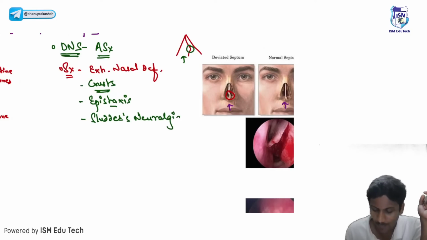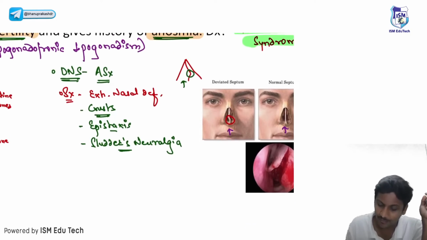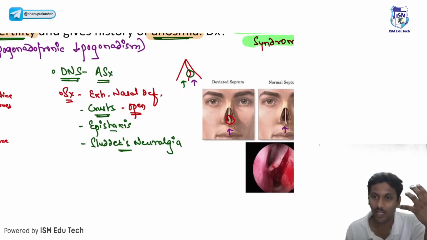Apart from that, on one of the sides, the patent side, I have told you, the open or wide side, you will have crust. But on the closed side, the patient can have nasal blockage and there will be congestion. So all of these features.